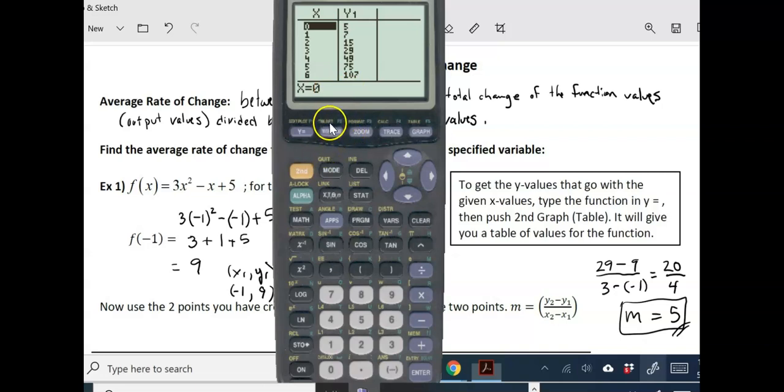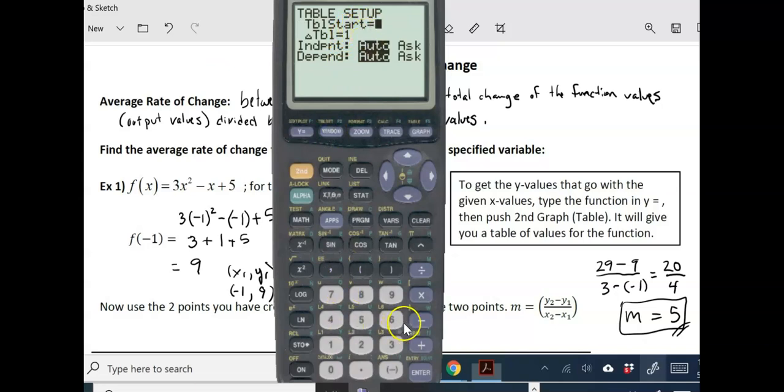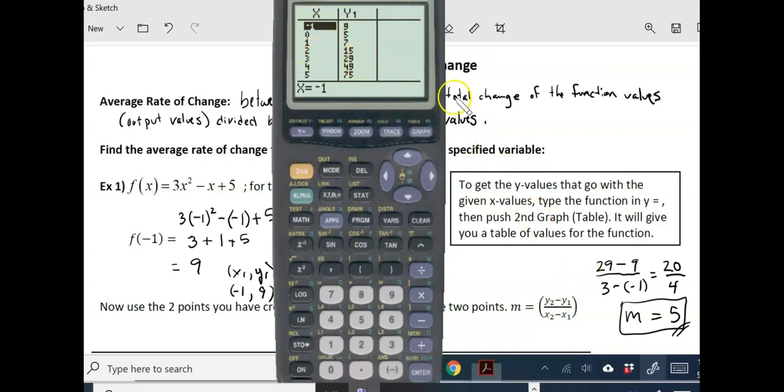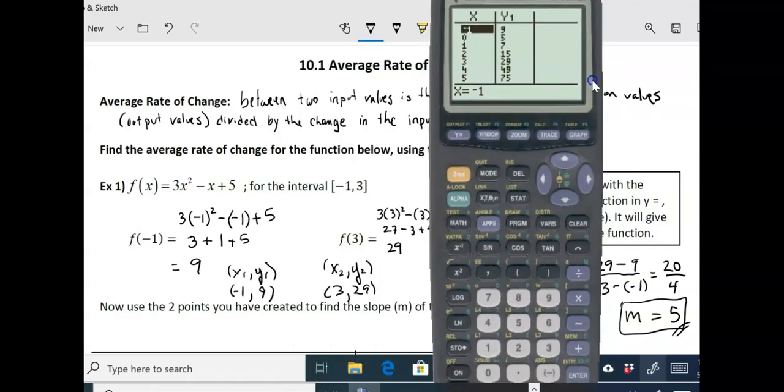If we want to change the settings, we go to second function window where it says table set. And we can make the table start at, since we've got -1 as one side, we just put -1 as our start. Hit enter. Second function graph. And then it's given us -1, 9, and 3, 29, which we found just by hand.